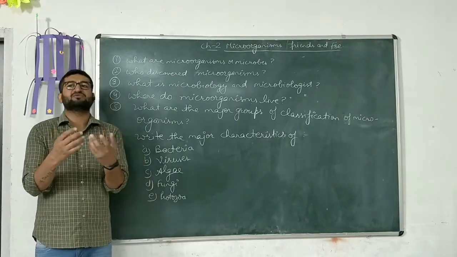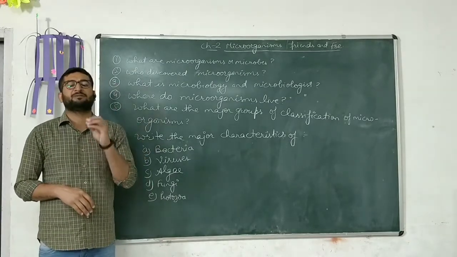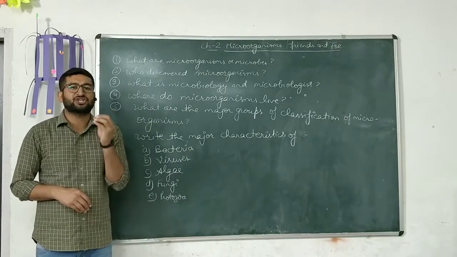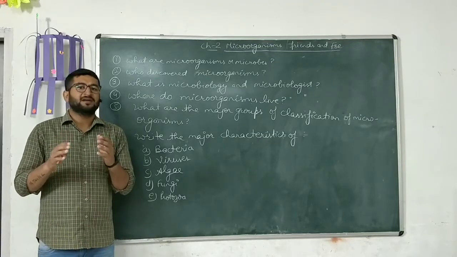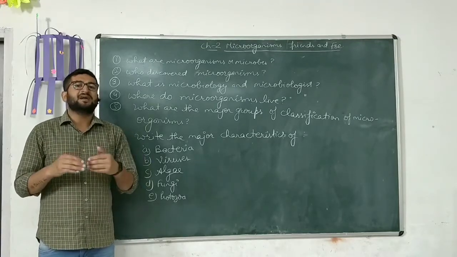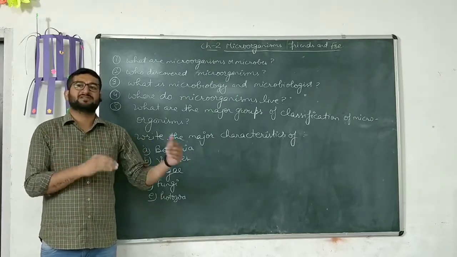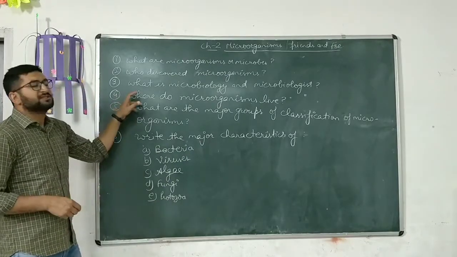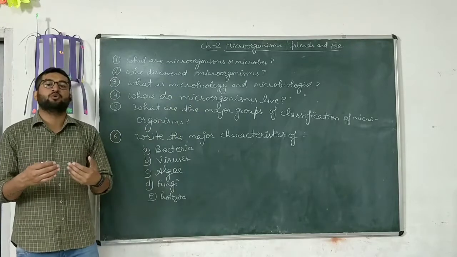Where do those microorganisms live? Microorganisms live almost everywhere on planet Earth. They live in the most harsh conditions of the earth, like hot water springs, like marshes, like the Antarctic region. In all those regions, microorganisms exist in one form or another. Next are 2 terms: what is microbiology and what is a microbiologist.